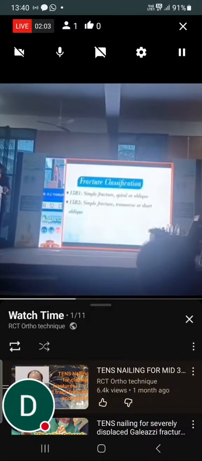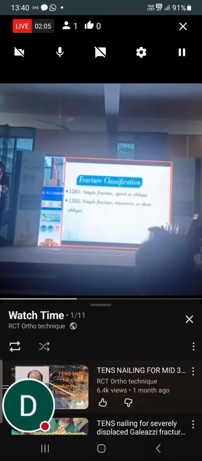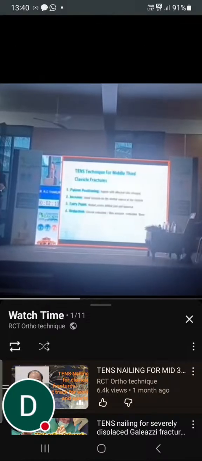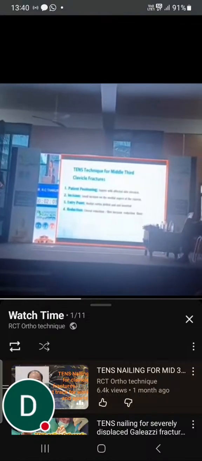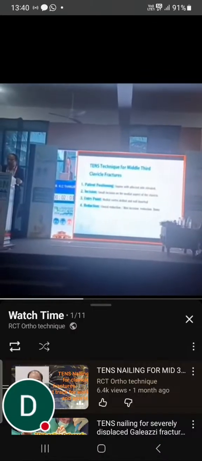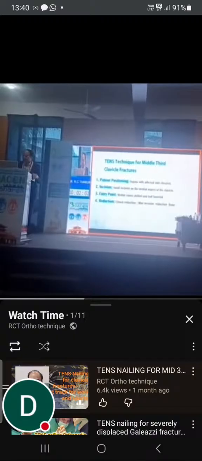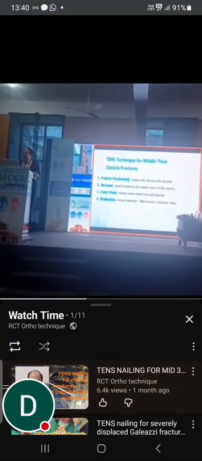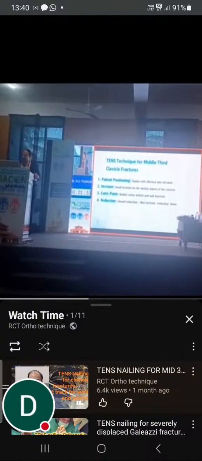So these are already explained. The simple fractures were taken into consideration: displaced simple fractures, either spiral or oblique or transverse or short oblique, 15B1 and B2. The patient lies supine with the affected limb elevated and the arm hanging outside the table, so that we can facilitate abduction and external rotation at the shoulder to facilitate reduction of the fracture by closed means.